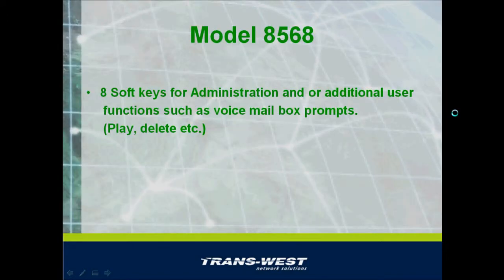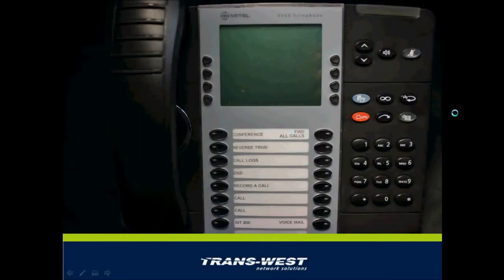Next, we're going to take a look at an 8568. Here's an 8568. An 8528 model is also available. The 8528 just has a smaller LCD screen. But again, here looking at this 8568, we see the 8 soft keys near the LCD for administration functions. And to the right over here, we now have our volume up and down keys. Notice these keys have changed to a new location from the 8560 model.